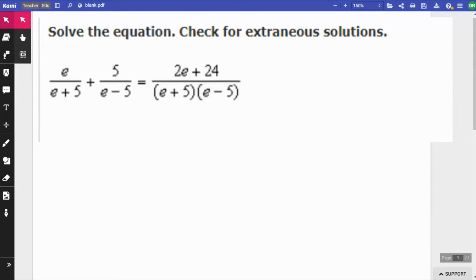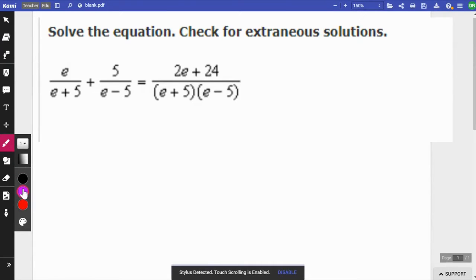This is a rational equation example. It's going to get a little ugly, so hope you're ready. The first fraction, as you look at it, we notice what the denominator is. It's an e plus 5. That means immediately all of these fractions are going to need to be multiplied by e plus 5.